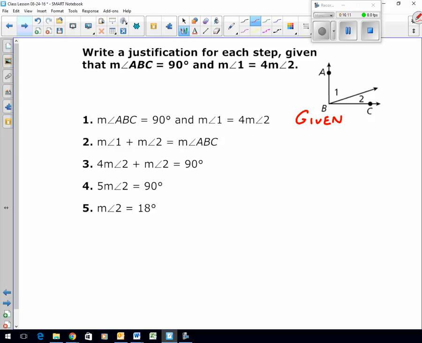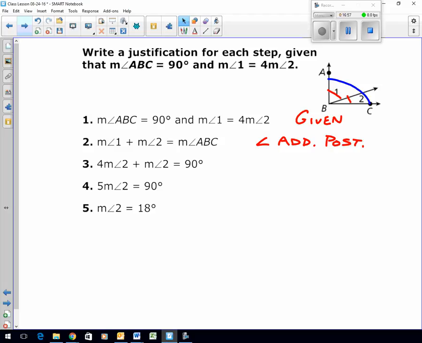The measure of angle 1 plus the measure of angle 2 equals the measure of angle ABC. Very first day of class. We did the very first day of class. Angle, what about angle? Yep. If I have angle ABC, the big angle, I can take the measure of angle 1 and add it to the measure of angle 2 to get the big angle measurement, right? Call that the angle addition postulate.